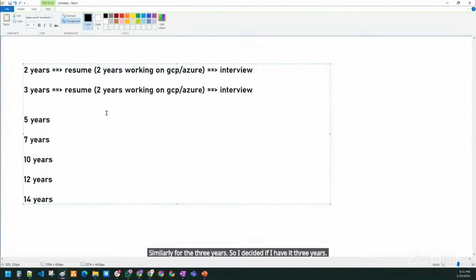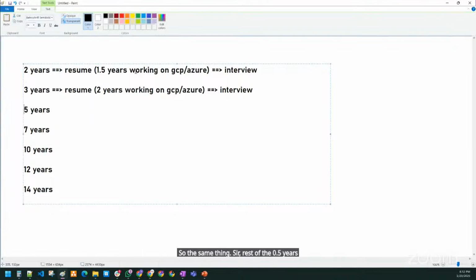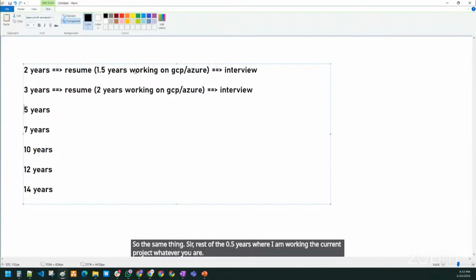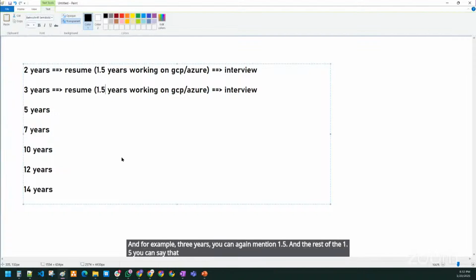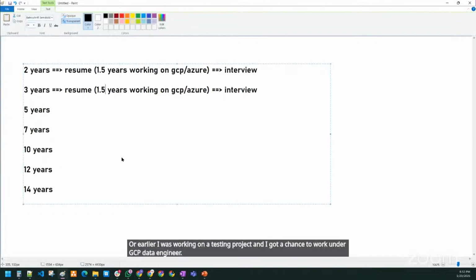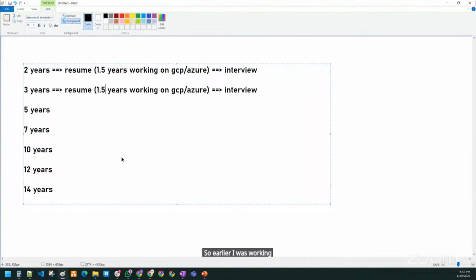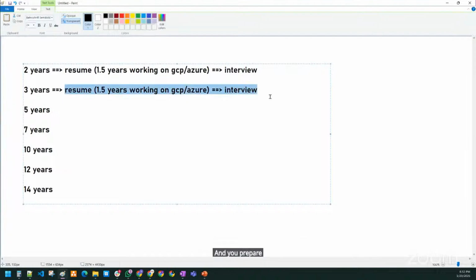If you think that you cannot manage the last 2 years, you can mention 1.5 also, that's fine. For the rest of the 0.5 years, you can mention the current project you are working on, wherever you are, that's not a problem. For 3 years, you can again mention 1.5, and for the rest you can say that earlier I was working in a call center and I switched to this one, or earlier I was working on a testing project and I got a chance to work on GCP data engineering. Or earlier I was working in a mainframes background, but I got the chance to work on GCP. So that's how you manage it.